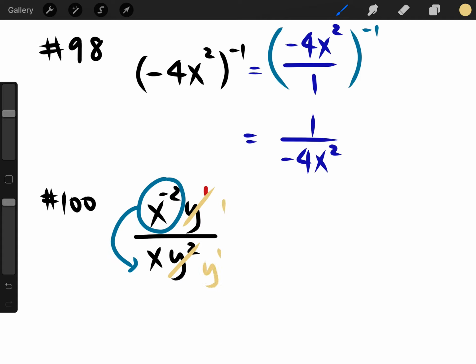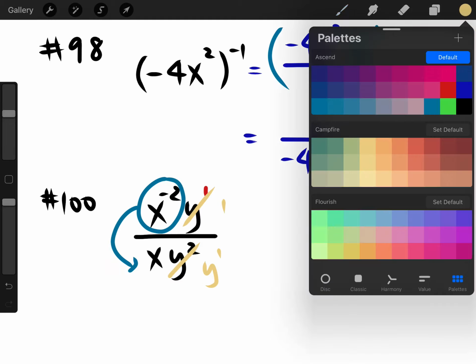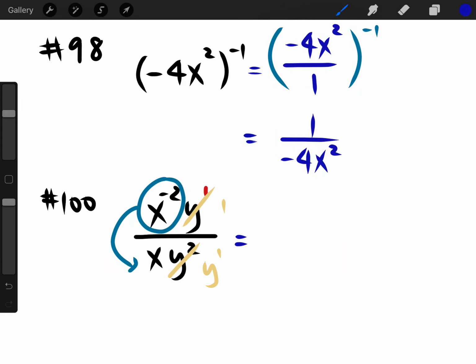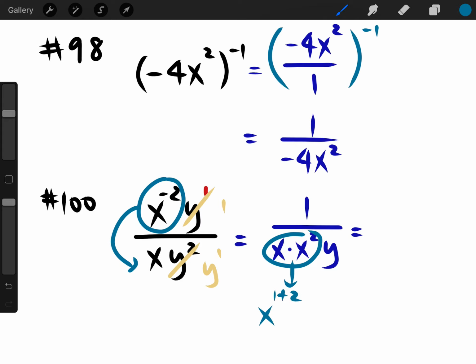Okay, and if you bring the x to the -2 to the bottom, you're going to rewrite this as 1 over x times x squared y to the first power. Then when you multiply the terms, you're just going to combine. Let me write this on the side. You're going to combine the x to the first power plus 2. So 1 plus 2, that's going to be x cubed. So your answer is going to be 1 over x cubed y.